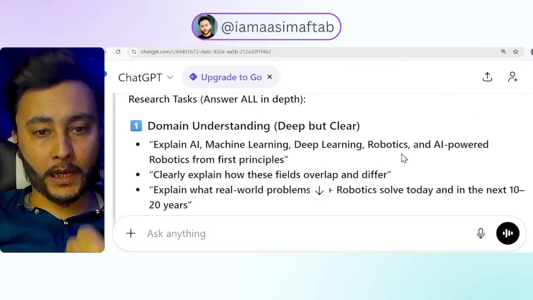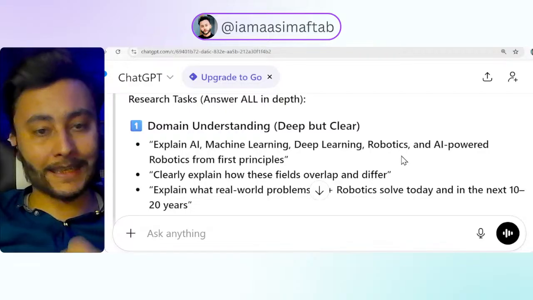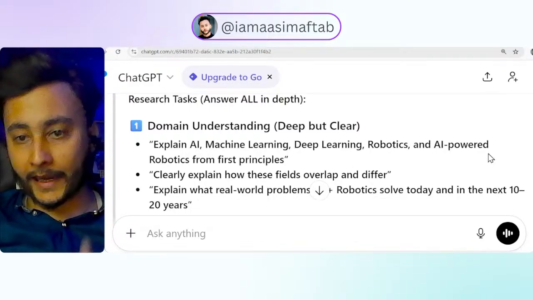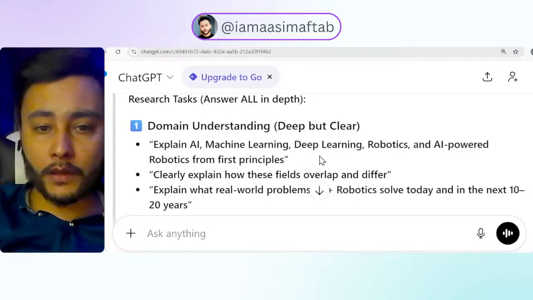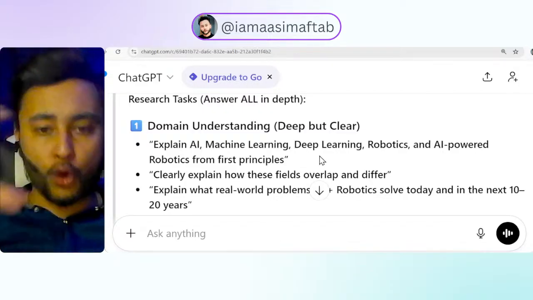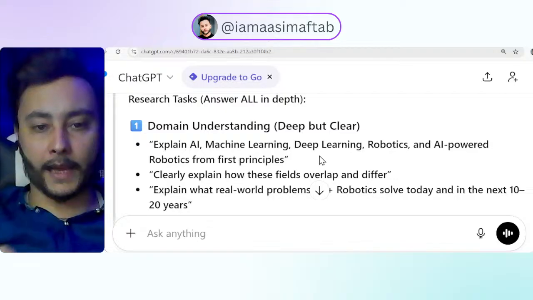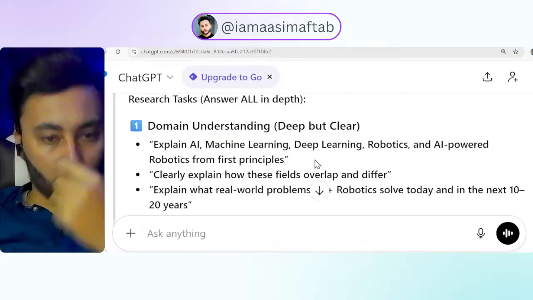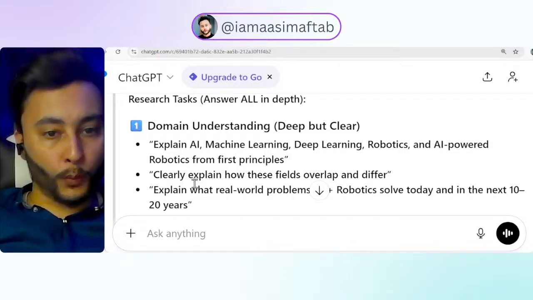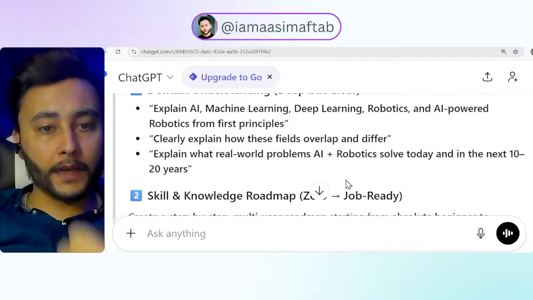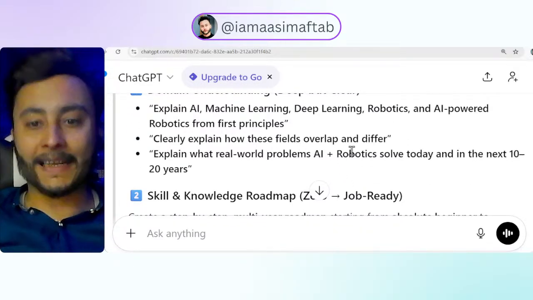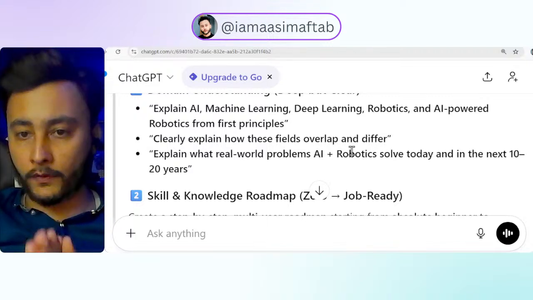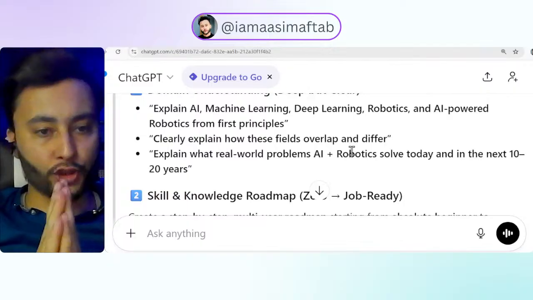Domain understanding, deep but clear: explain AI, machine learning, deep learning, robotics, and AI powered robotics from first principles. Now this deep learning and machine learning part, most of you wouldn't know that, but the AI knows it. Clearly explain how these fields overlap and differ, and explain what real world problems AI plus robotics solve today and in the next 10 to 20 years.